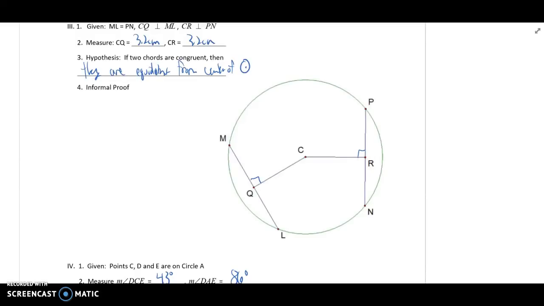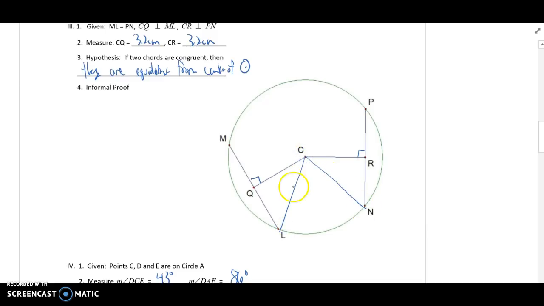This is example 3 from your 10.3 to 10.4 packet, and the measurements of CQ and CR are both 3.2 centimeters. So my hypothesis is that they're both equidistant from the center of the circle. Since chord ML is congruent to chord PN, that means their distance to the center of the circle must be the same. The proof of that is very short.